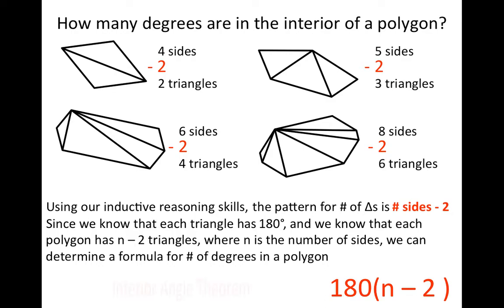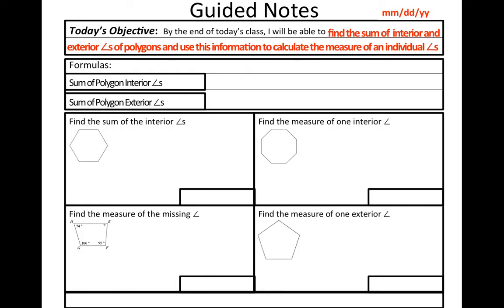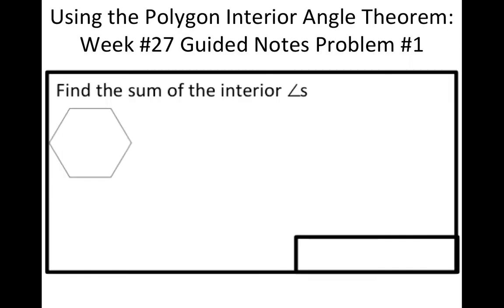And that formula or that concept is called the interior angle theorem. That for a polygon with n sides, the sum total of the angles of that polygon is 180 times n minus 2. Alright, so in our guided notes, the sum of polygon interior angles is 180 times n minus 2. Now let's do some example problems to see how we would use that fact.